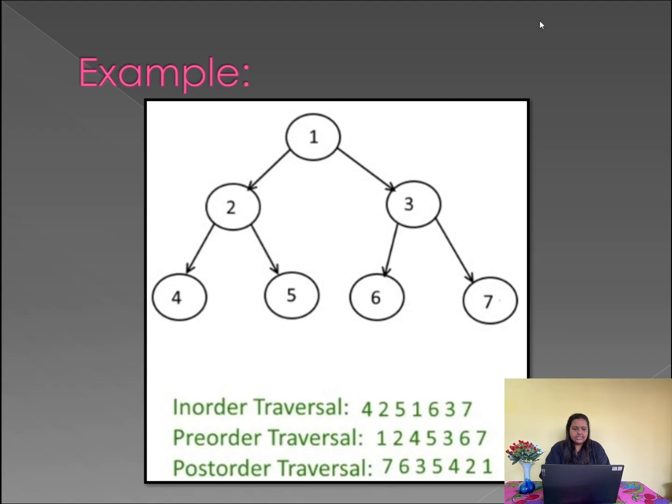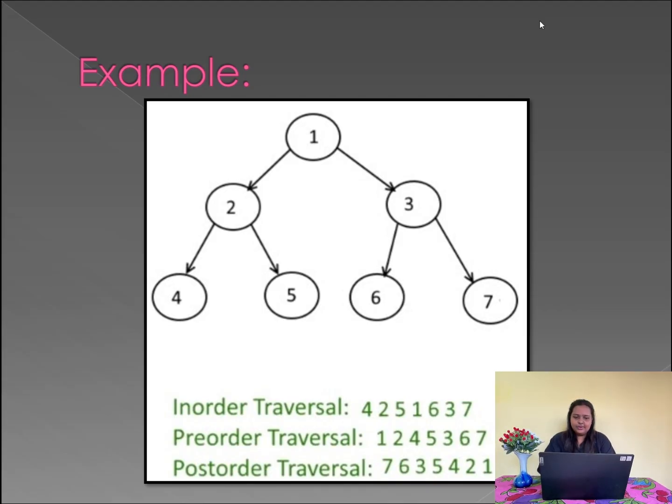Then we go to the right subtree, visit 3, visit left child 6, visit right child 7. So the right subtree gives 3, 6, 7. Now combine everything. Then we get 1, 2, 4, 5, 3, 6, 7.